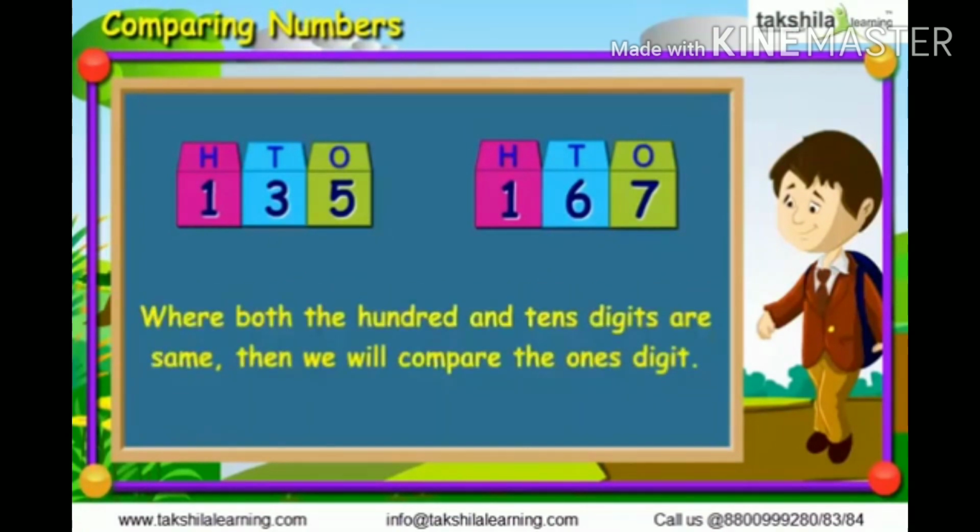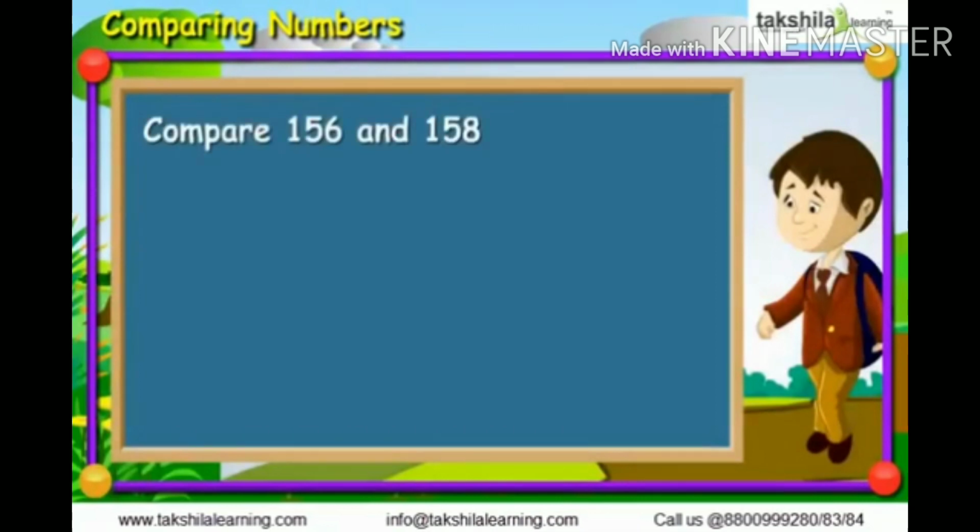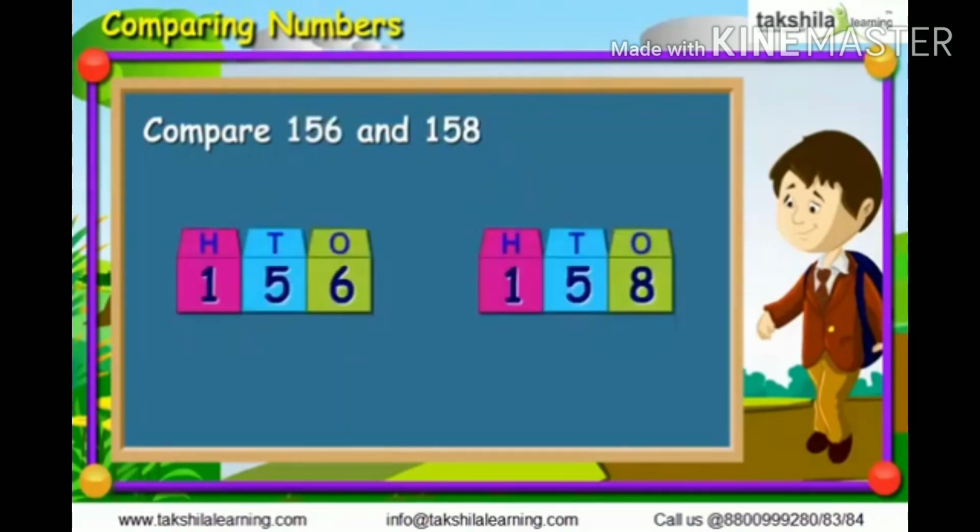But in case both the hundreds and tens digits are same, in that case, we will compare the digit in the ones place. For example, in this case of 156 and 158, digits in both hundreds and tens places are equal. Hence, we will compare the digits in ones place. On comparing the digits in ones place, we find that 8 is more than 6.